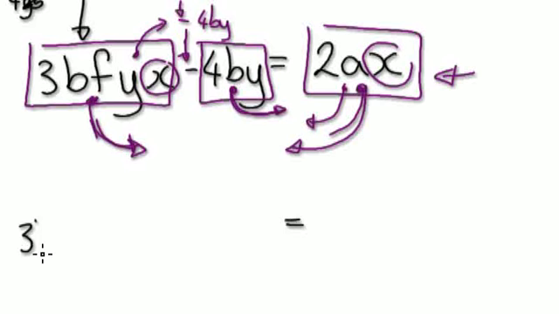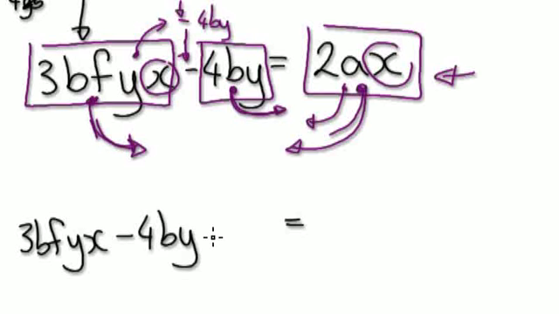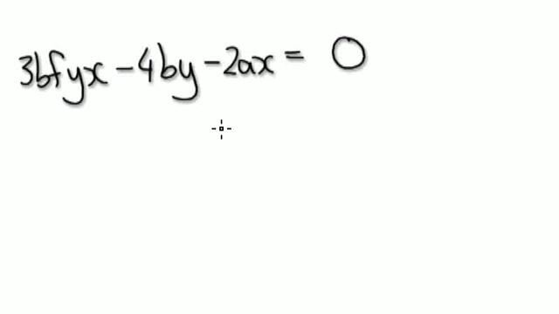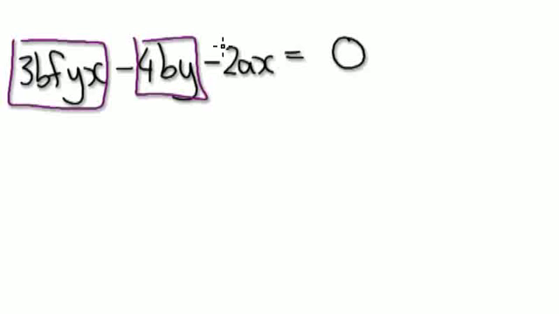So it will be 3b whatever, take away 4 whatever, and remember we are taking away that 2ax block. On this side, 2ax take away 2ax will be 0. So now visualize it as this: you've got a block here, take away this block here, equals this block here.